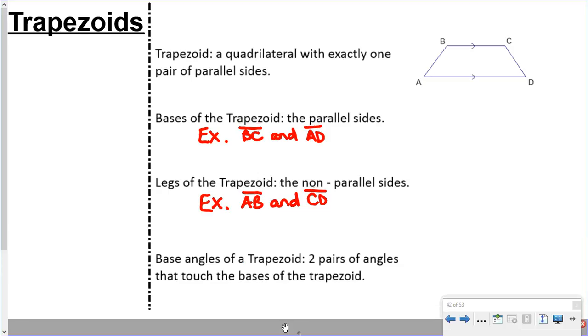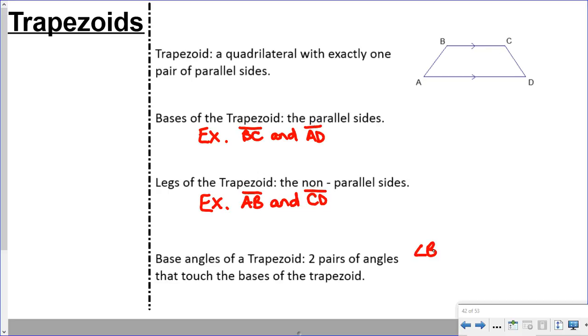And then the base angles of a trapezoid, there's two pairs of them. Two pairs of angles that touch the bases of the trapezoid. So since there's two bases, there are two pairs of base angles. So since one of our bases was segment BC, then that means angle B and angle C are a pair of base angles.